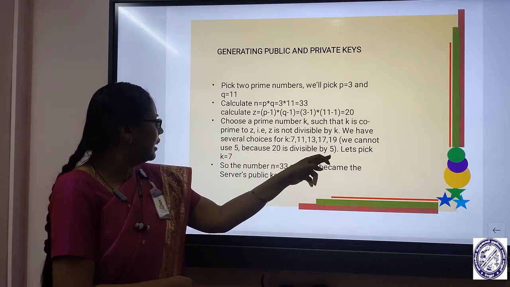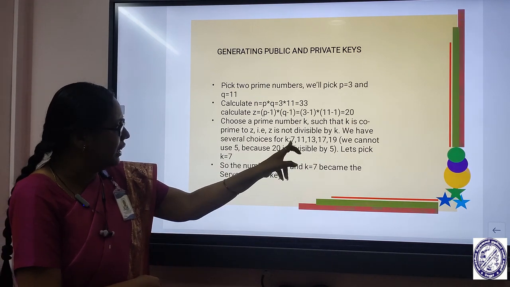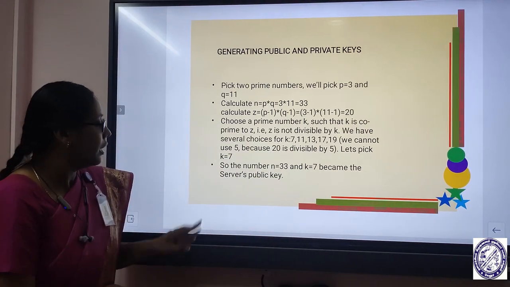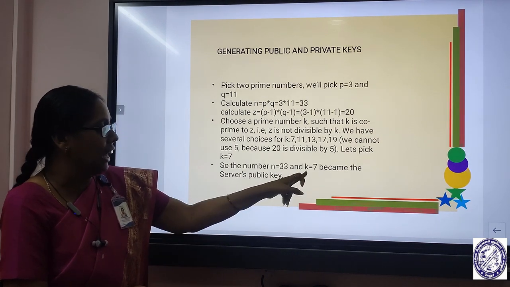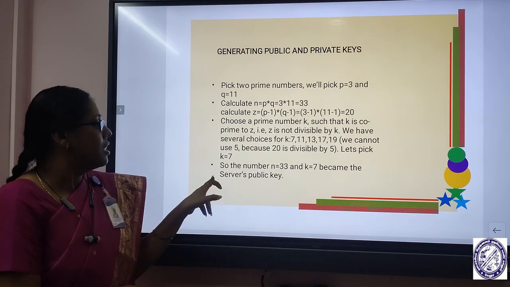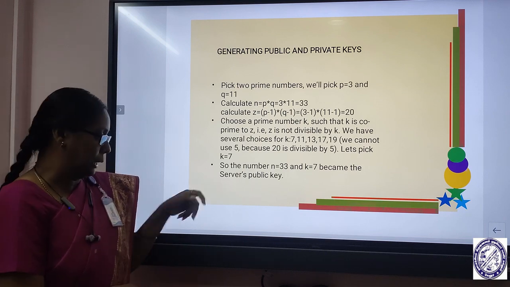Then I pick randomly 7 here. Okay. So the number n equal to 33 and k equal to 7. 7 is the server public key.